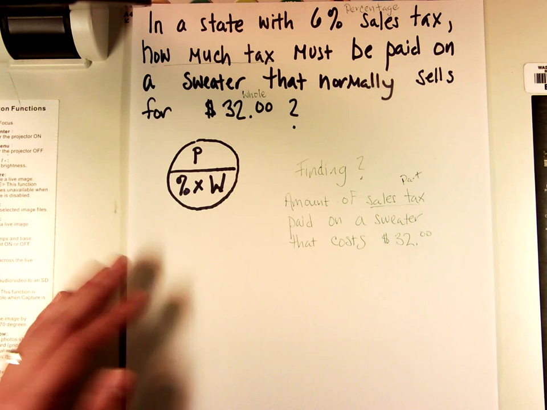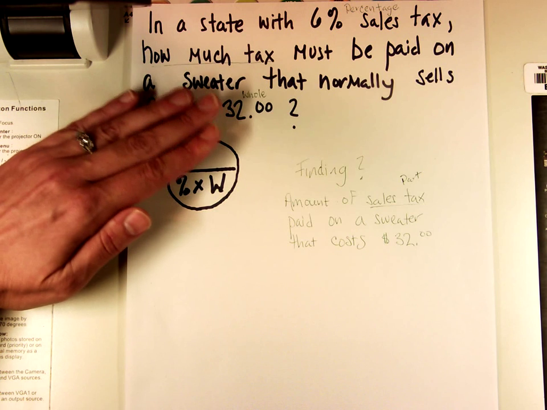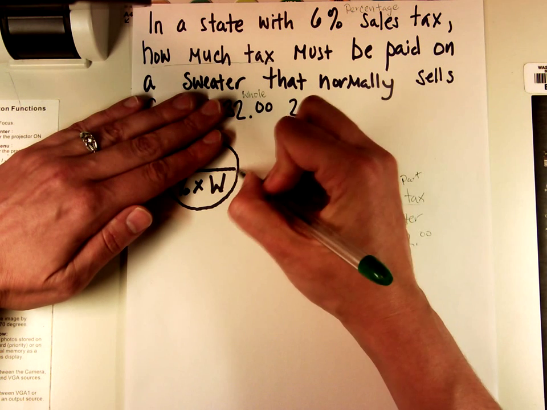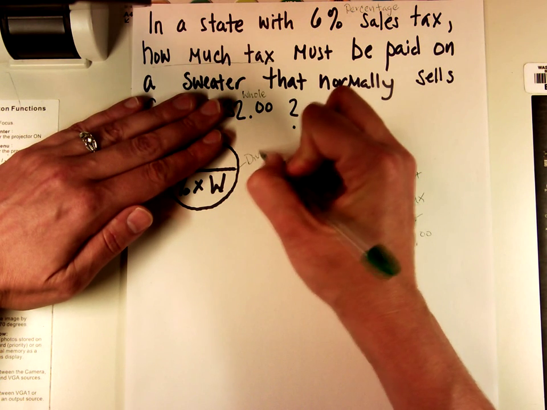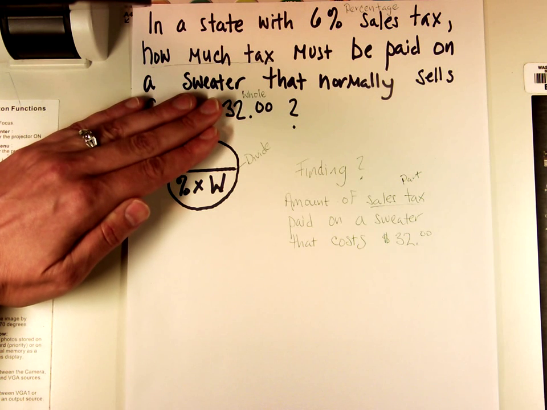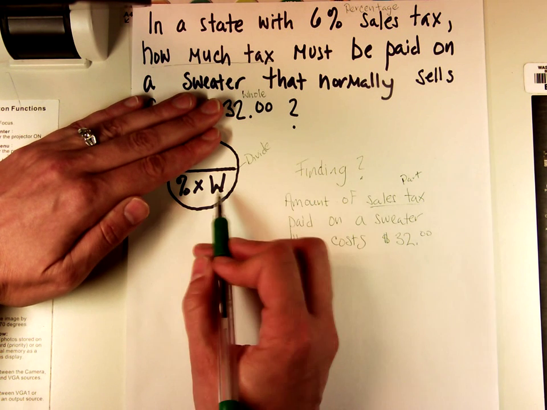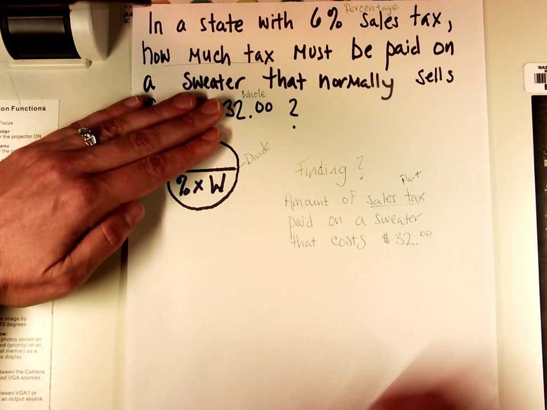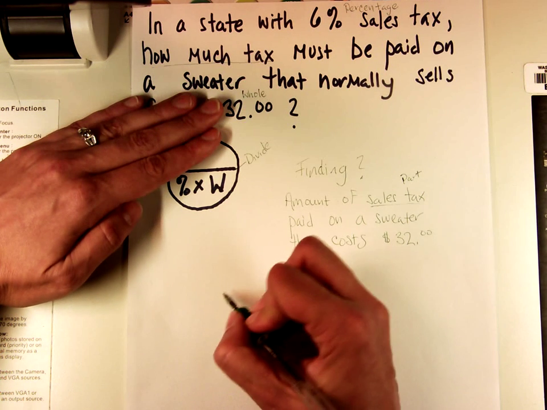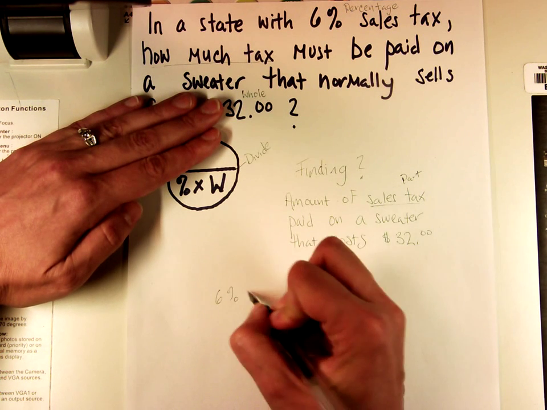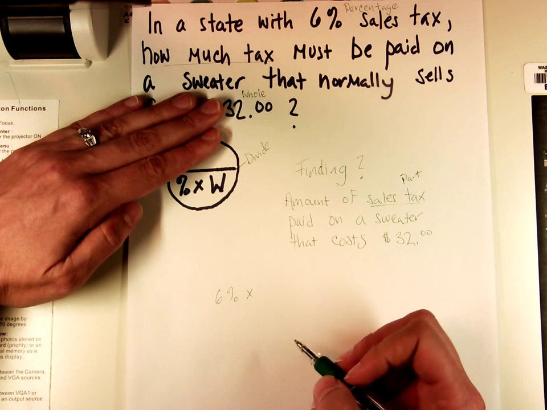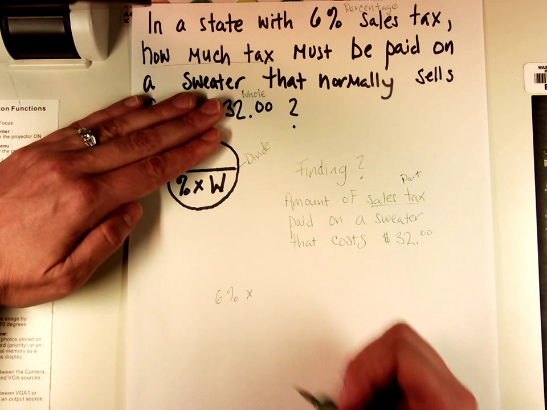Now remember, I want to take my hand and cover up the thing that I don't know. This line means to divide, but in this case it doesn't look like we have to. I know the percentage and I know the whole, so I'm going to multiply them by each other. So I have 6%, and I'm going to multiply that by the whole thing, which I identified right here, and that's $32.